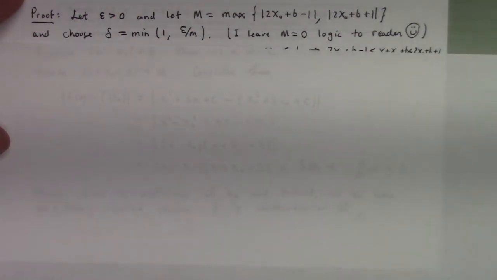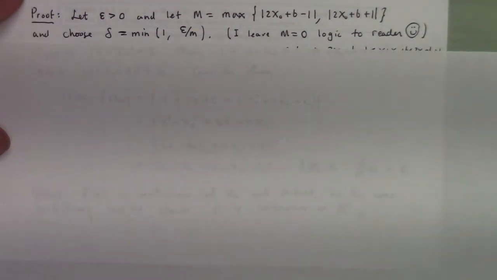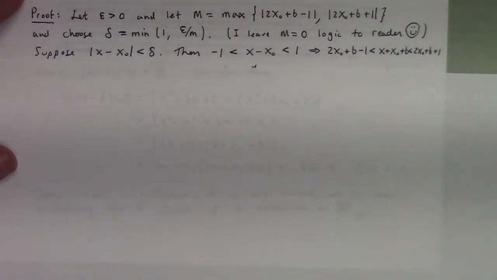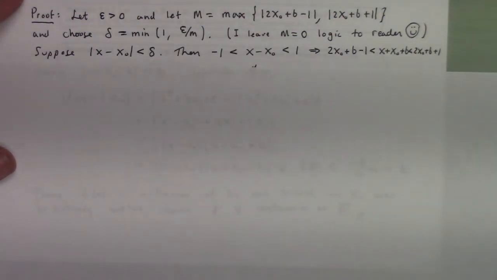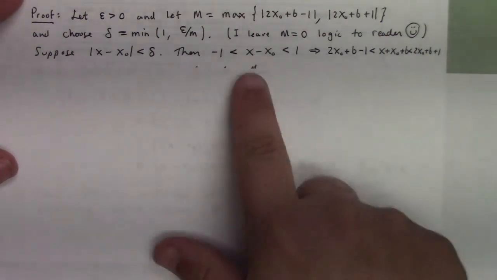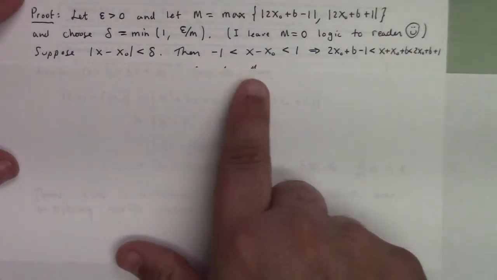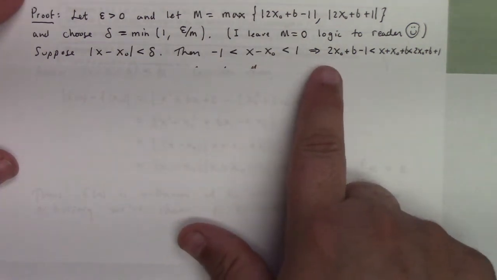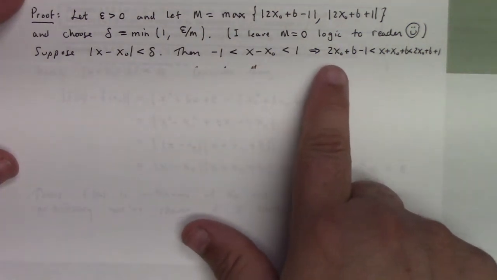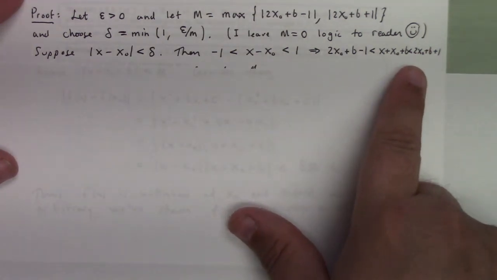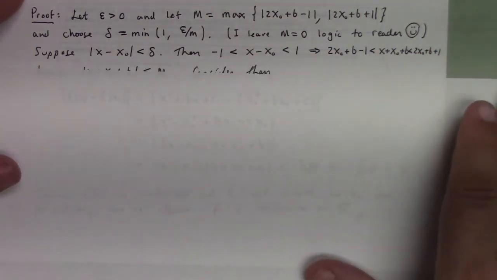So let delta be the minimum of 1 and epsilon over M. Then suppose absolute value of x minus x naught is less than delta, and that unpacks to give me minus 1 less than x minus x naught less than 1 because delta is less than or equal to 1, which then through straightforward inequality work gives me 2x naught plus b minus 1 is less than x plus x naught plus b less than 2x naught plus b plus 1, right?